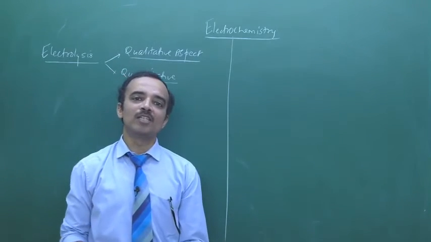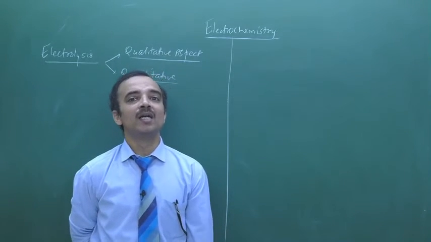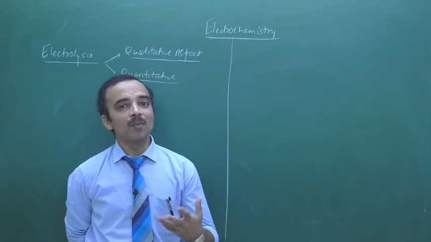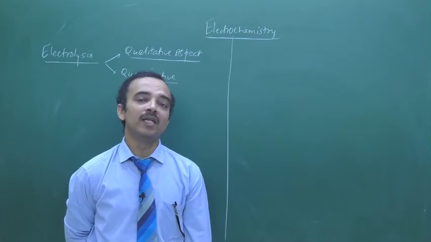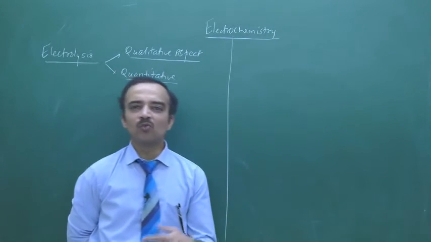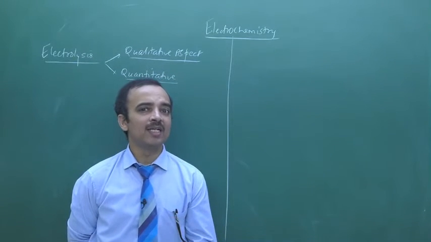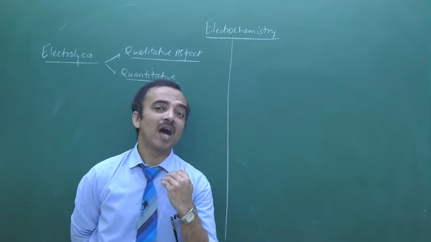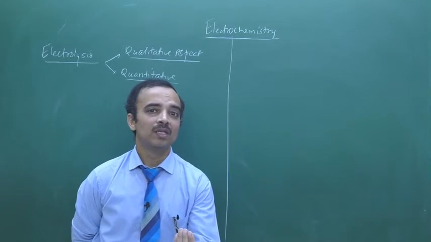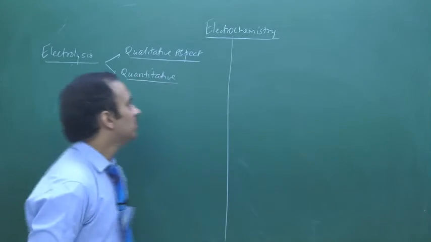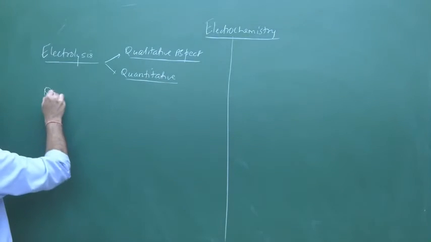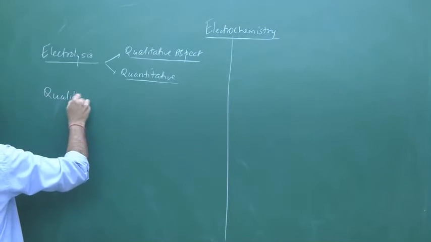In the qualitative aspect, we will determine the type of product formed in electrolysis. That means what kind of products are formed. In the quantitative aspect, we will determine how much they are formed. So first of all, let us start with the qualitative aspect.